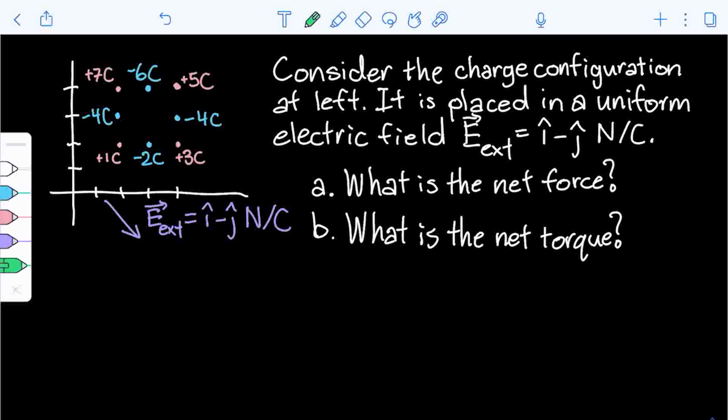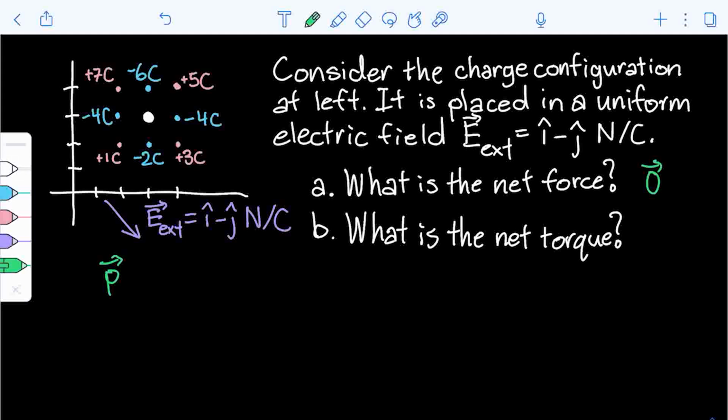So that means the net force is going to just end up being 0. But to find the net torque, we should probably figure out what P is. We should probably figure out the electric dipole moment. So to find out the electric dipole moment, remember that the origin we choose to calculate it doesn't actually matter. And in the end, regardless of what we choose, it'll cancel out. So for convenience, let's choose the origin to be in the center of all of these.